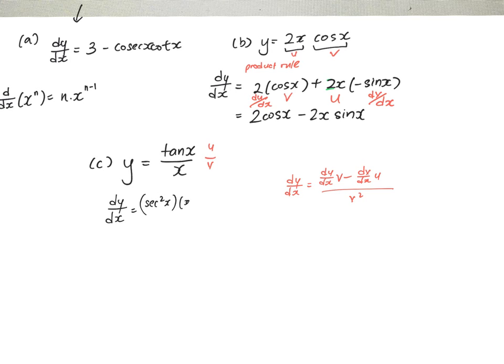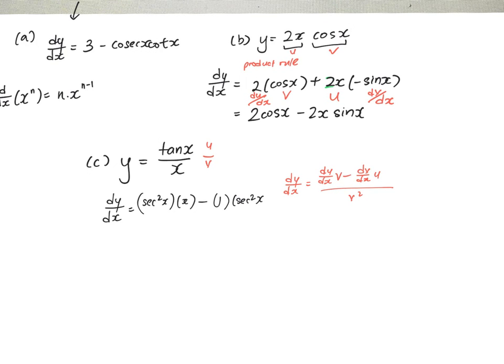multiplied by v minus dv/dx, which is 1, since the derivative of x is just 1, multiplied by u, which is secant squared. Oh, sorry, u is just tangent x. Okay, sorry. See, I also make careless mistakes. Okay, very funny. Okay, so this is just tangent x over x squared, and with that, you have your dy/dx to be x secant squared x minus tangent x over x squared. And we are done with question 1.1.